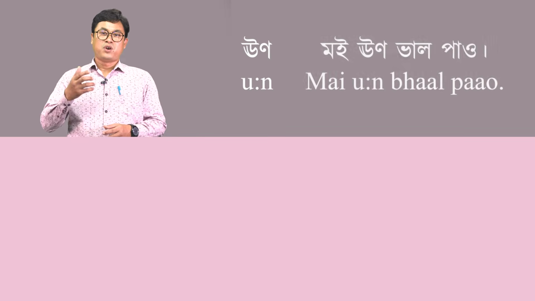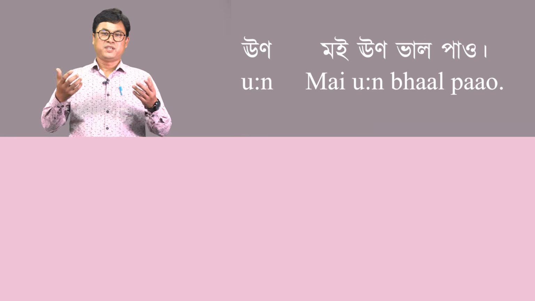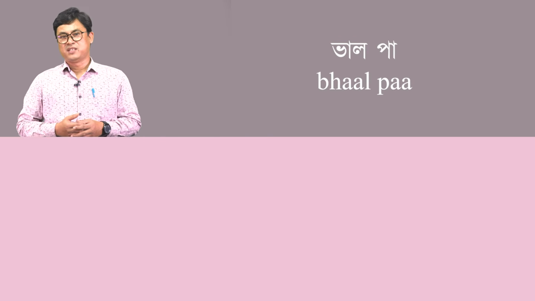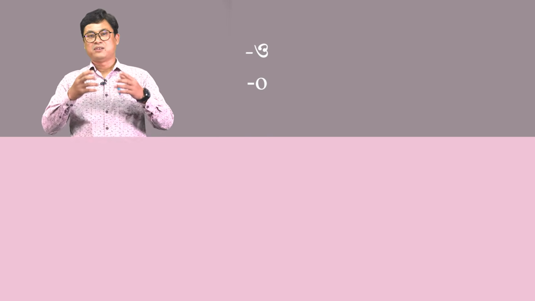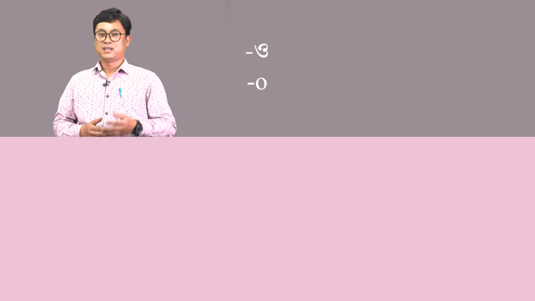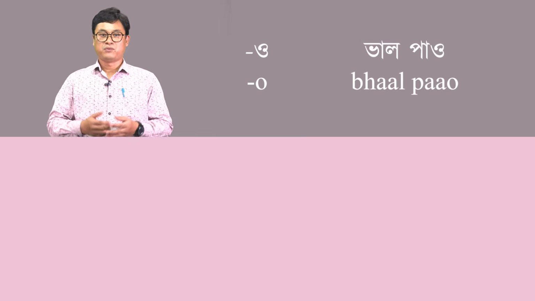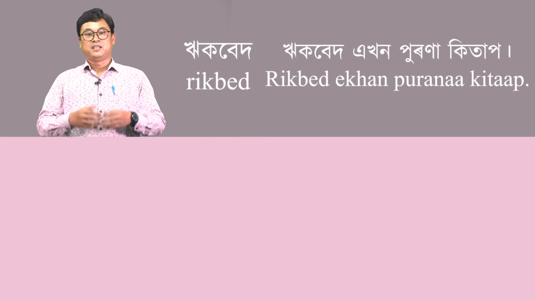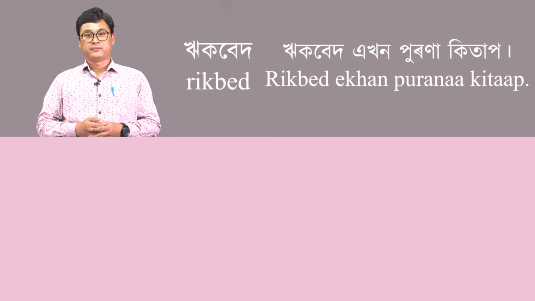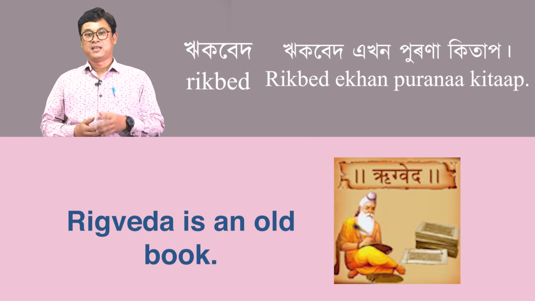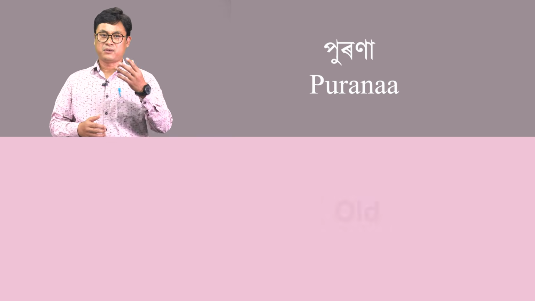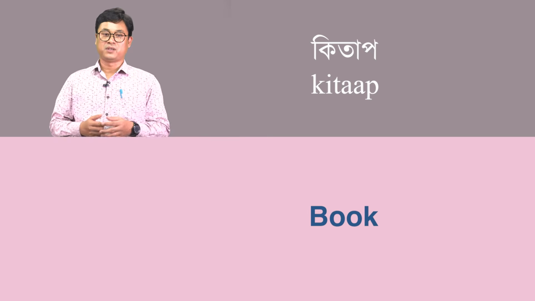Un, moi un bhal pao, which means I like wool. Here, moi means I, bhal means good, bhal pa means to like, and the u suffix is attached to it to form bhal pao, which agrees with the subject moi. Rigbed, Rigbed ekhon purana kitab. That means Rigbed is an old book. Ekhon means one, purana means old, and kitab means book.